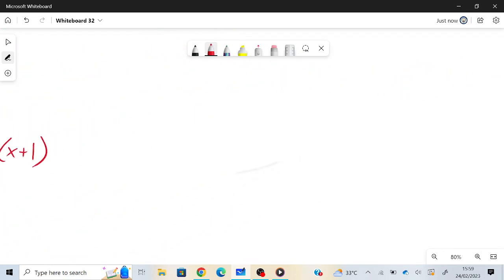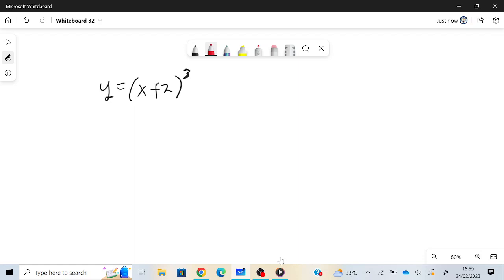So let's look at the first example. The first example I have says to find the derivative of y equals (x plus 2) to the power of 3.